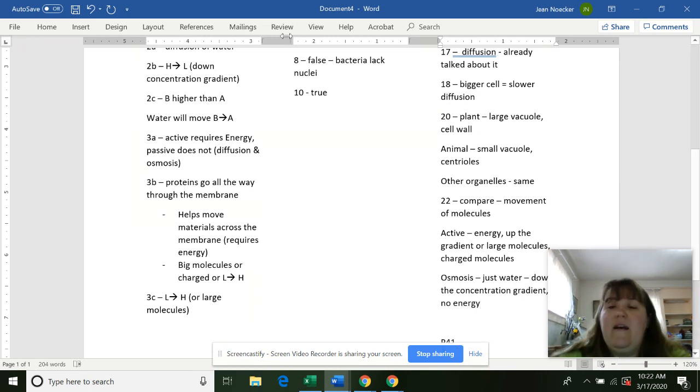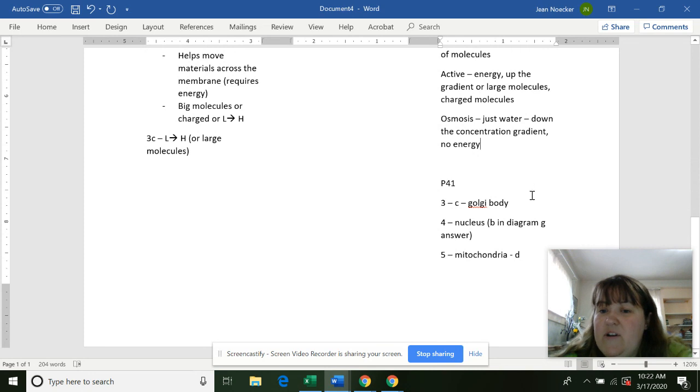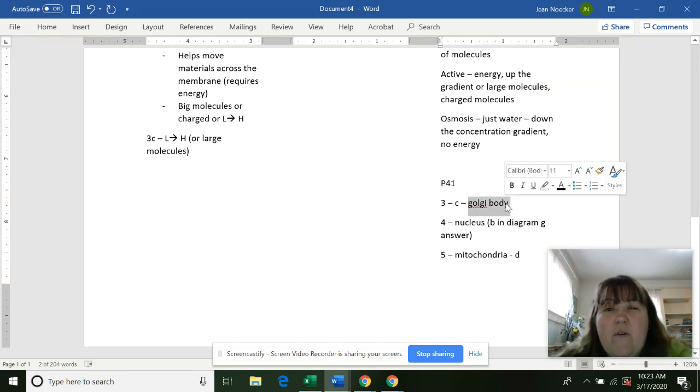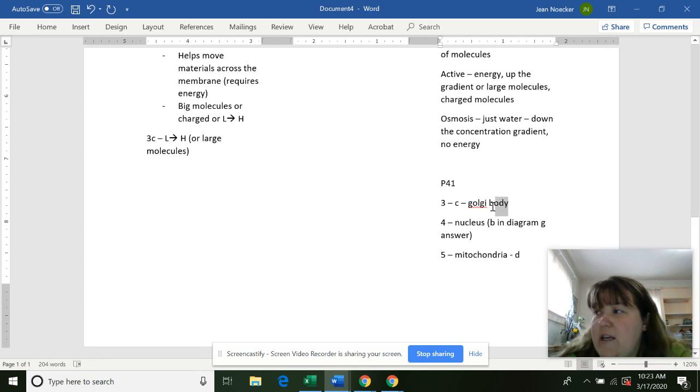All right, then I have that standardized test prep questions. Number 3 asks, the tissue in an animal that produces and releases chemicals that are used by cells throughout the animal's body. It is the Golgi body. Remember, Golgi body is the packaging, and usually that is what will leave the cell wall by endo or exocytosis. So that was kind of tricky because we haven't really used those words to describe the Golgi body.